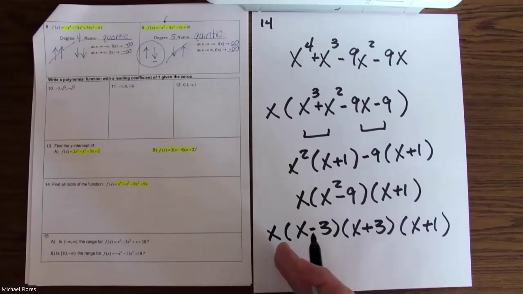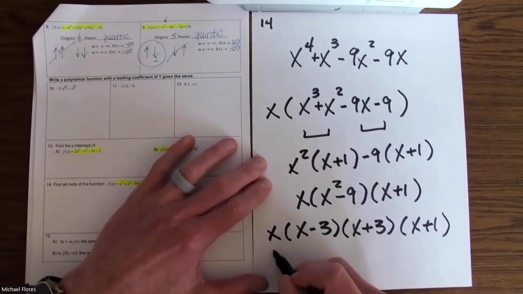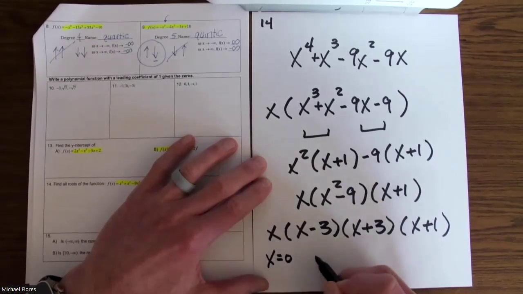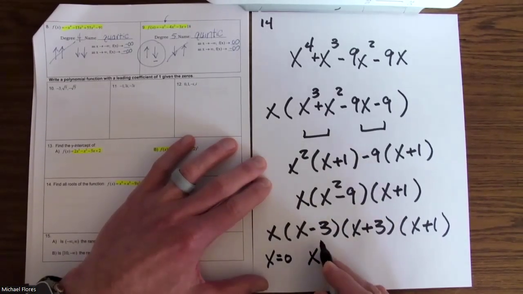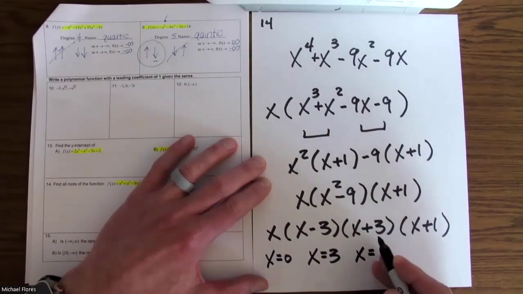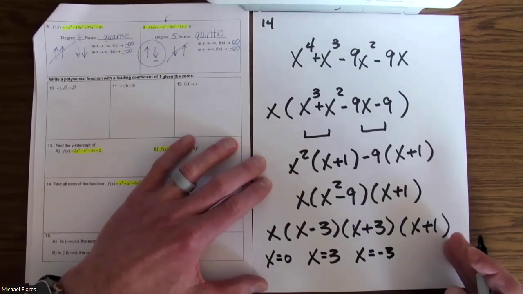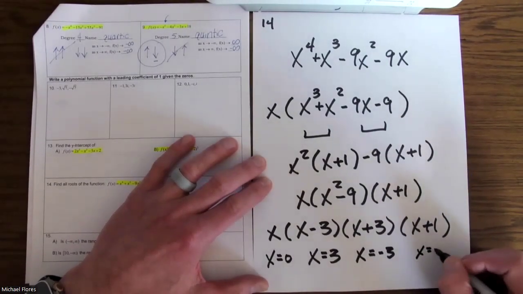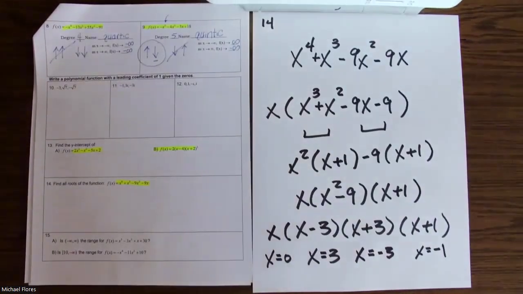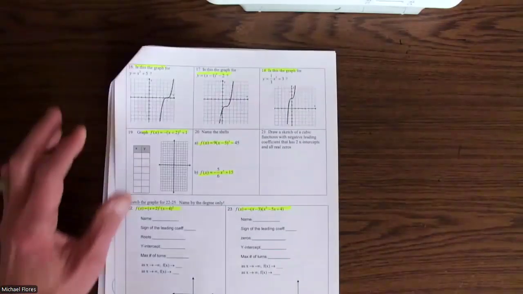And now we set all of our factors equal to 0 and solve, starting here. x equals 0. Here, if you solve this, you're going to get 3. Here, if you solve this, you're going to get negative 3. And here, if you solve that, you're going to get negative 1. Okay. Let's now move on to this side.